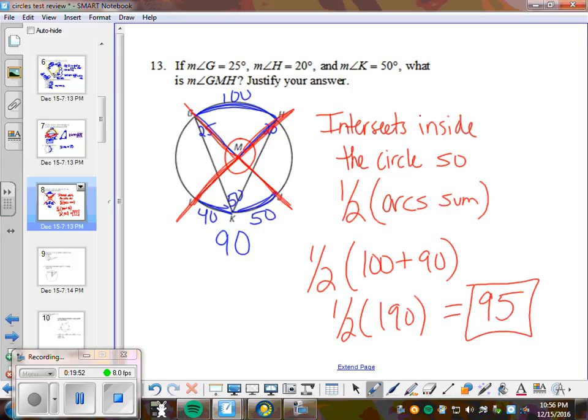Be careful, it's not a central angle. You had to use the intersection inside the circle, 1/2 the measure of the arcs.